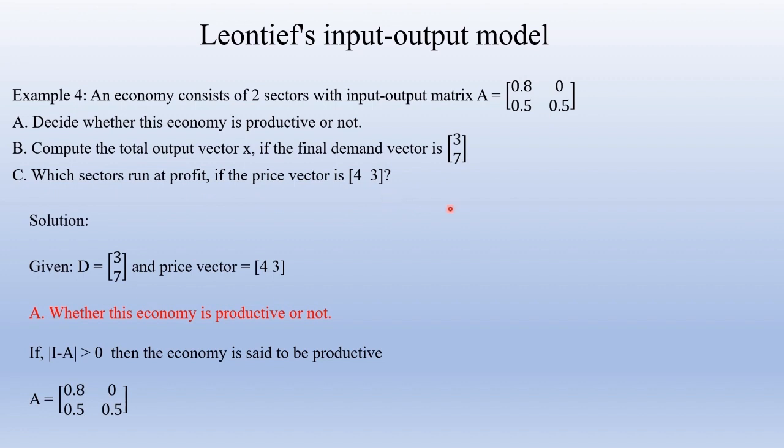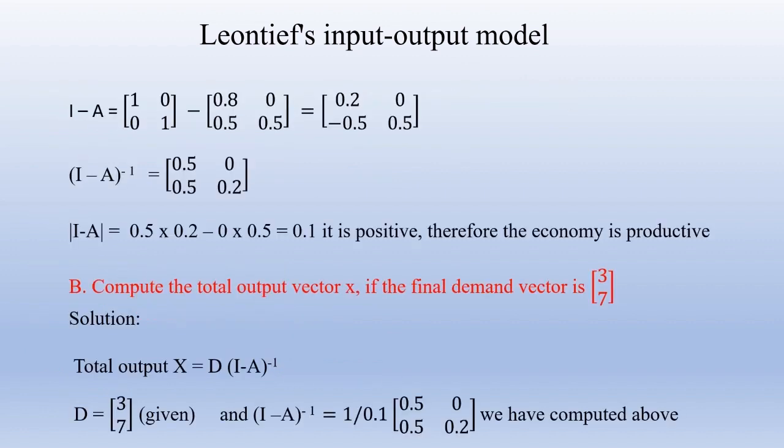Solution. Given D and price vector, part A, whether this economy is productive or not. If determinant I minus A is greater than 0, then the economy is said to be productive. A is this. I minus A, subtracting A from I we get this matrix. I minus A inverse is transpose of its cofactors. Shortcut method to calculate transpose of C is interchanging the elements in the main diagonal and changing the signs of elements off the main diagonal.